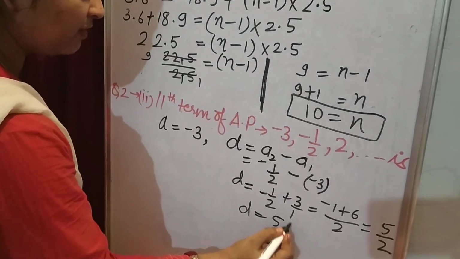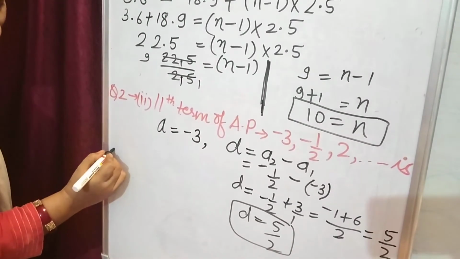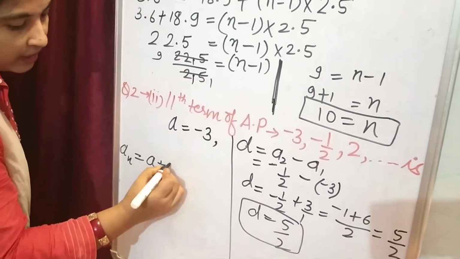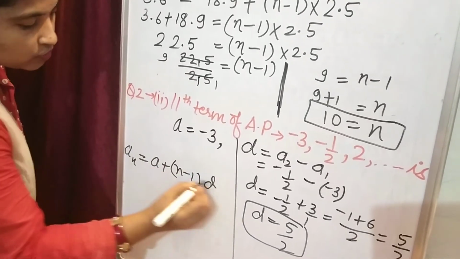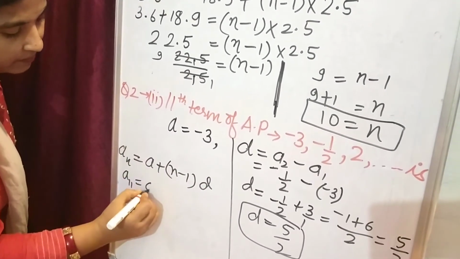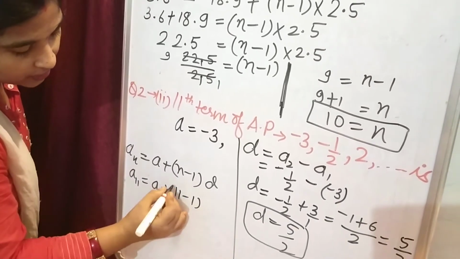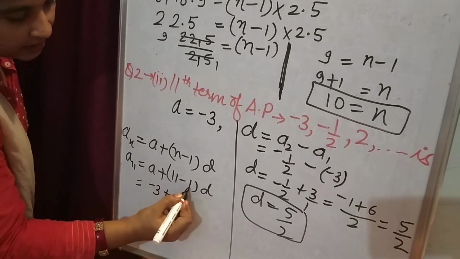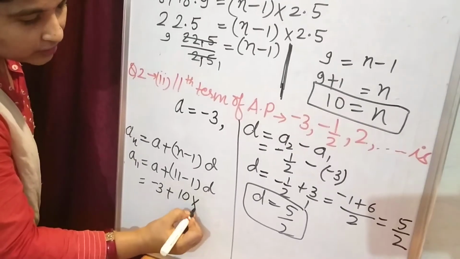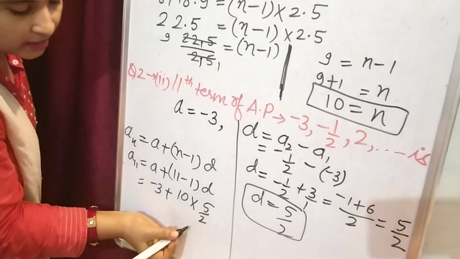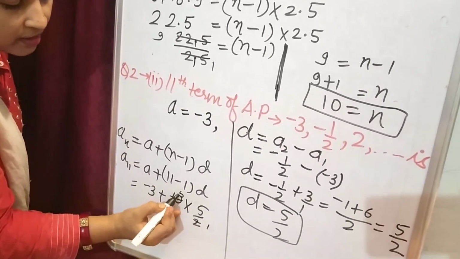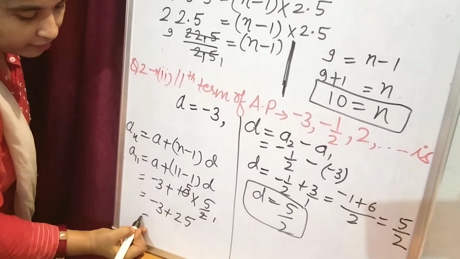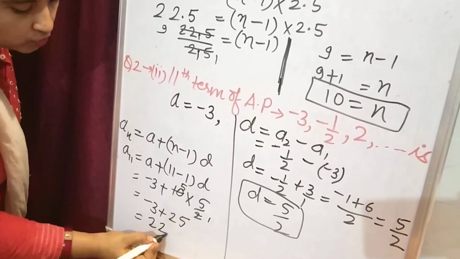Now I have to find the 11th term. What is the formula of the nth term? A plus n minus 1 into D. So if I have to find the 11th term, it will be A plus 11 minus 1 into D. Put the values over here. A is minus 3 plus 10, 11 minus 1, 10 into what is the value of D? 5 upon 2. Can I cut something? 2 ones are 2, 2 fives are 10. So it is minus 3 plus 5 fives are 25. 25 minus 3, 22. So what is the 11th term?